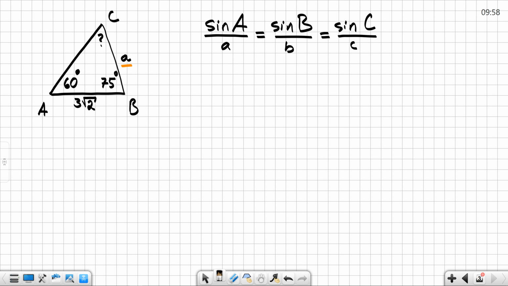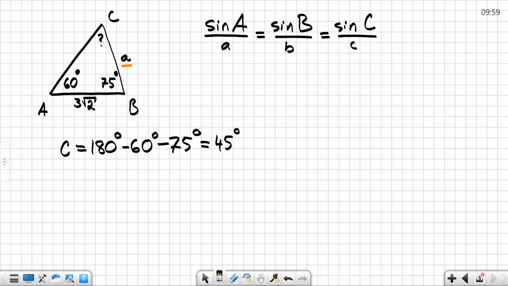So in order to find out what the angle of C is equal to, I just have to take the overall measurement of my angles, 180, and I subtract 60 degrees and I also subtract 75 degrees to get 45 degrees. Now I have everything that I need.